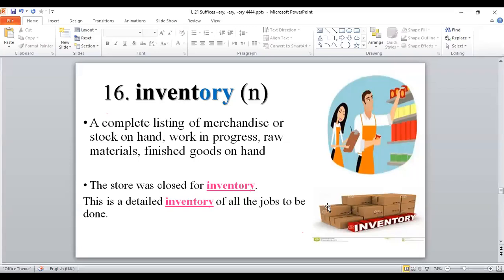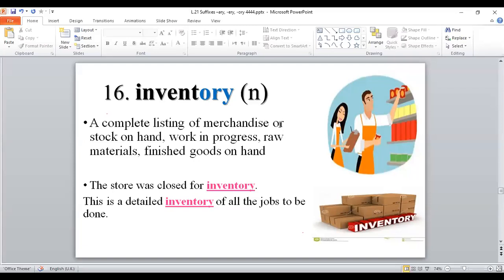It means the supplies, or the products, for example the goods that you are going to buy from the supermarket or from any place, we call it inventory. Or it also means the list of duties that you have to do, or the list of things that you want to buy. We call it inventory too.